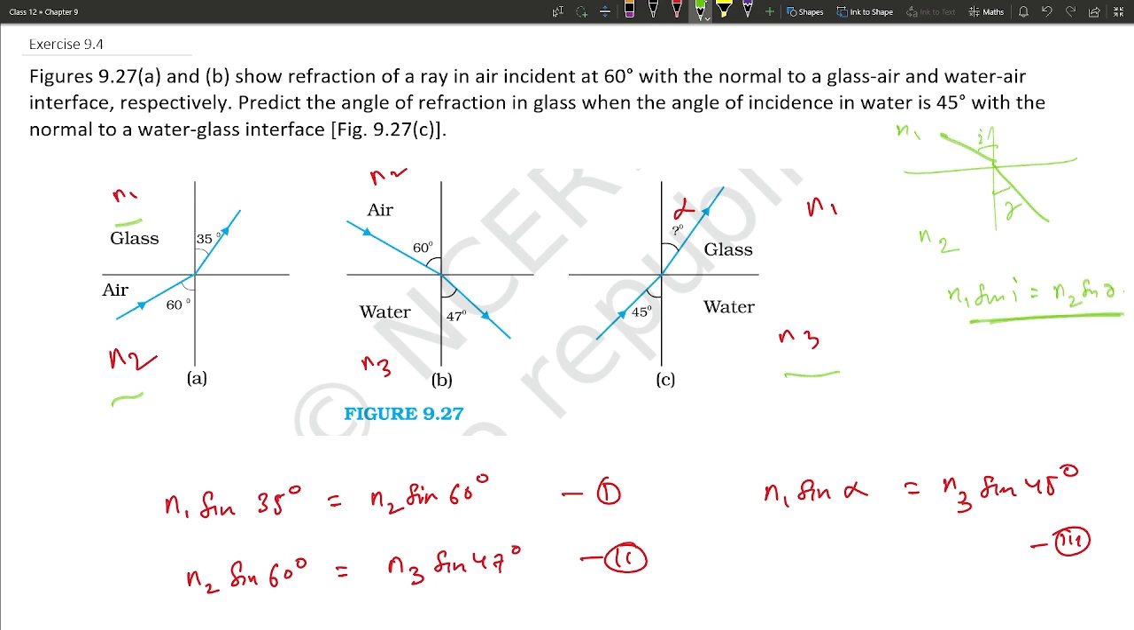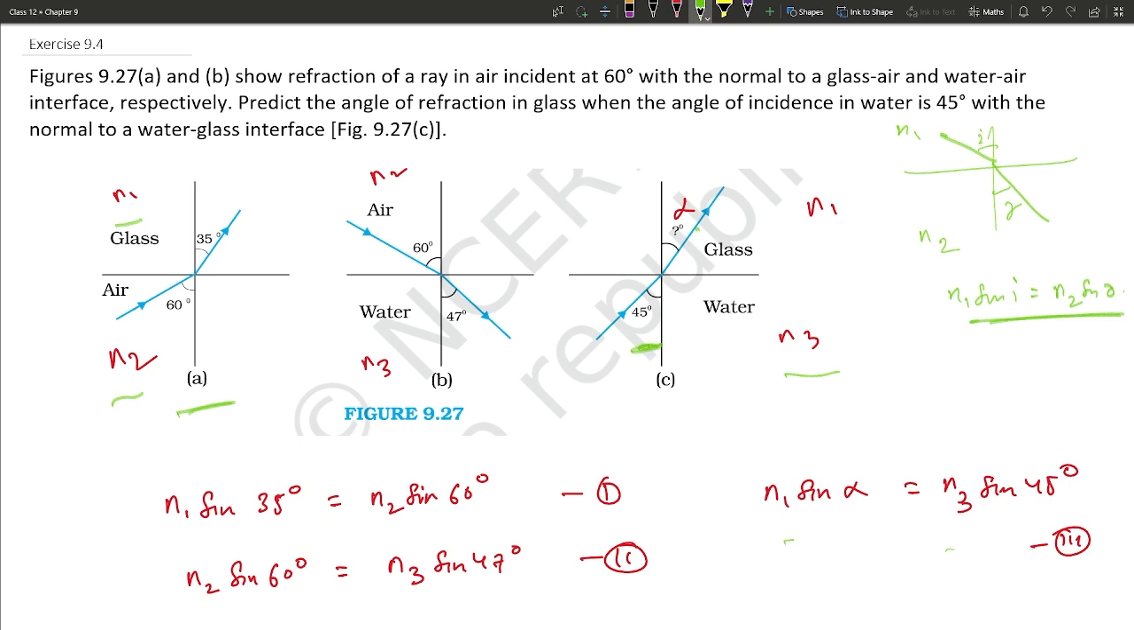Now we will use this to find alpha, the angle of the refracted ray in the glass media. Using Snell's law in the first diagram we see that N1 sine 35 degrees is equal to N2 sine 60 degrees. Similarly, equation 2 we get from the second figure: N2 sine 60 degrees is equal to N3 sine 47 degrees. Similarly, N1 sine alpha is equal to N3 sine 45 degrees.